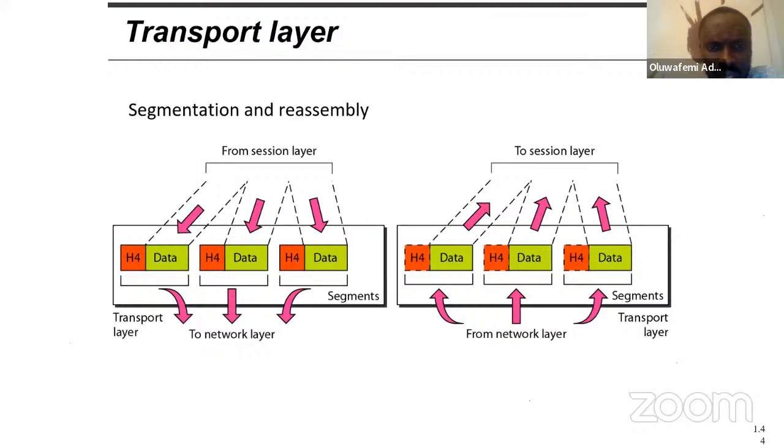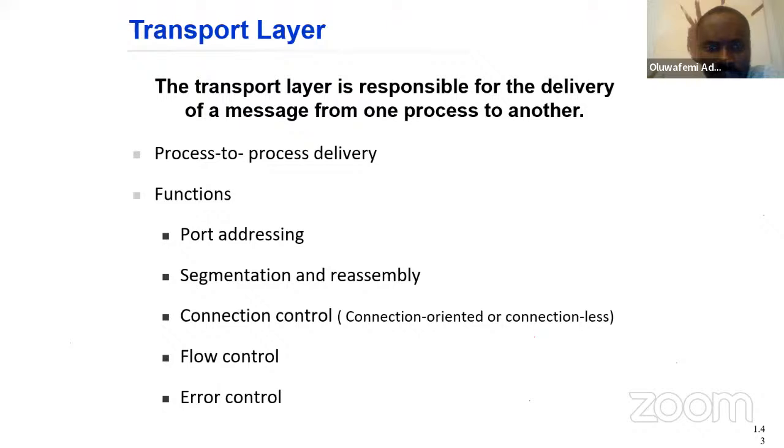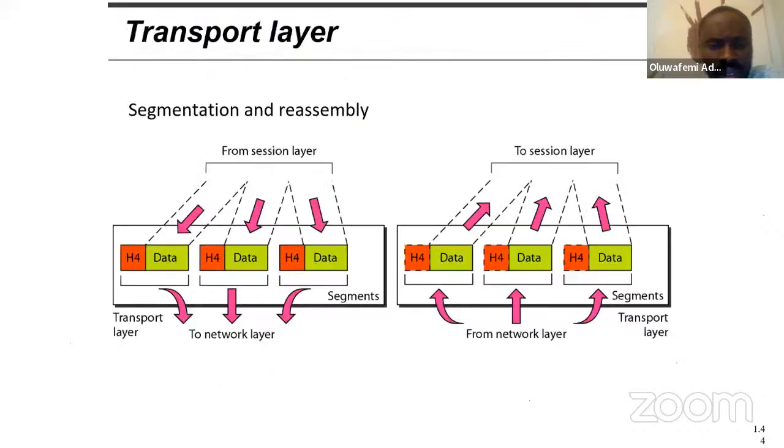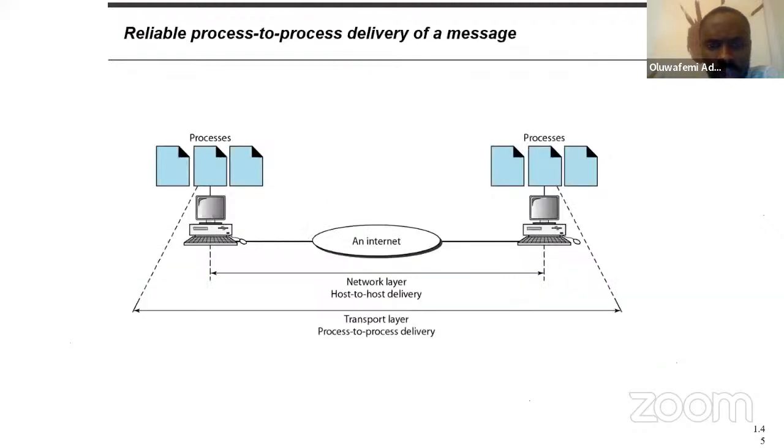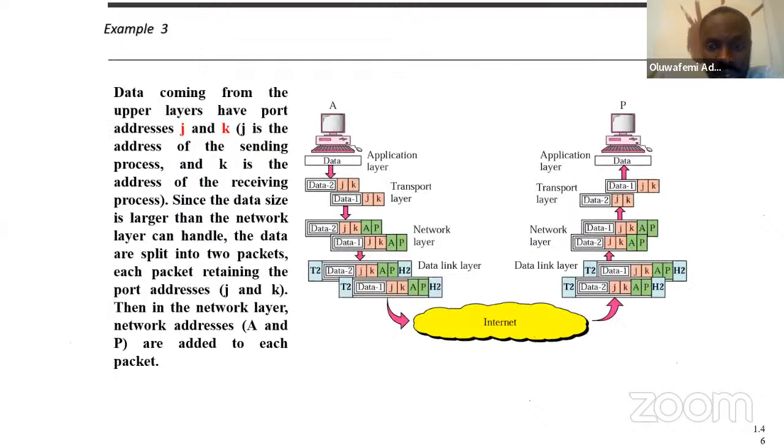This is the transport layer. The transport layer deals with segments. The transport layer is where you have TCP and UDP. That's what you have in the transport layer.